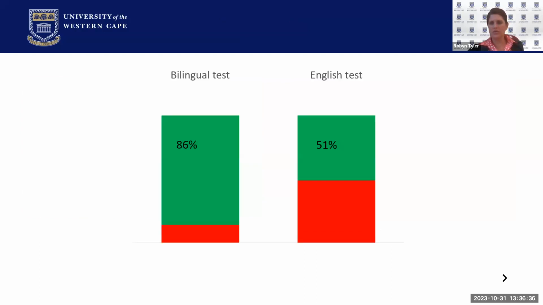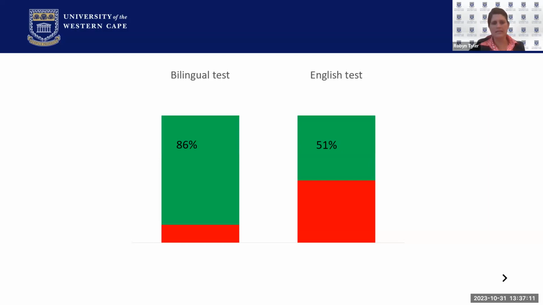So we took the total number of tests written across all the grade 4s, and 3 classes wrote the traditional English monolingual test, and 1 class, the focus class, wrote the bilingual test. And you can see in the results how stark the difference is, in that the green area is the number of learners who passed the test. So the bilingual test, the majority passed, high majority. And in the English only test, you can see that barely 50% of the learners managed to pass that test.